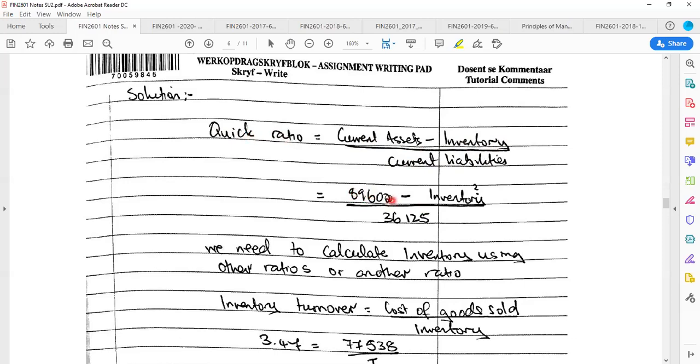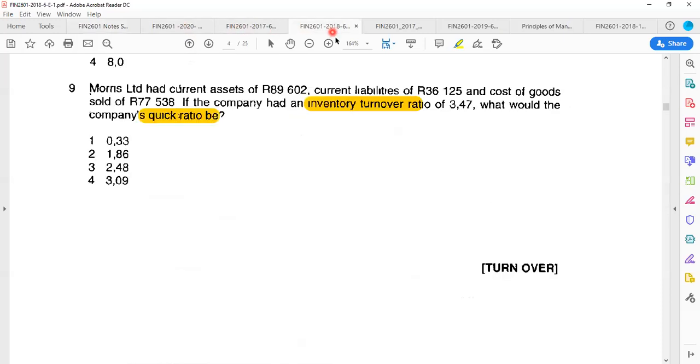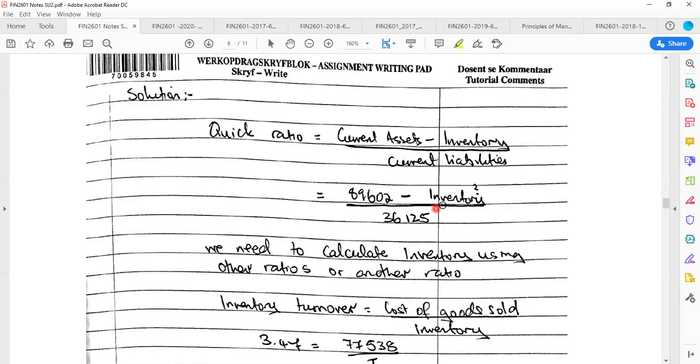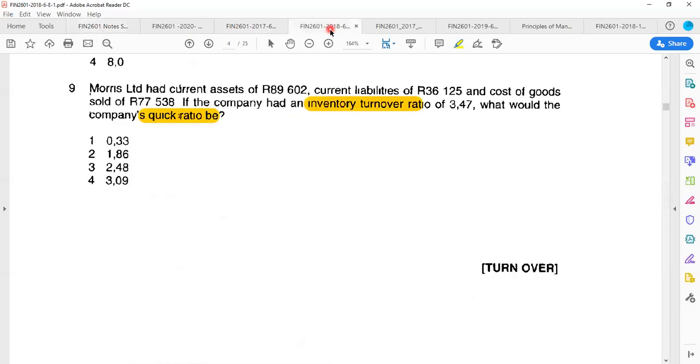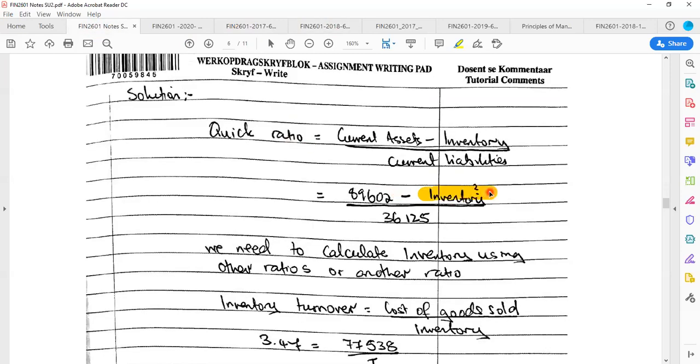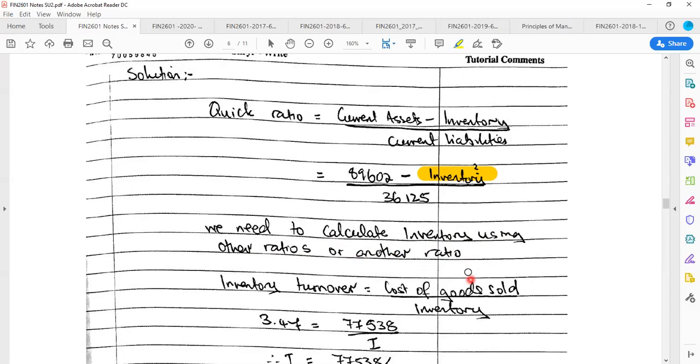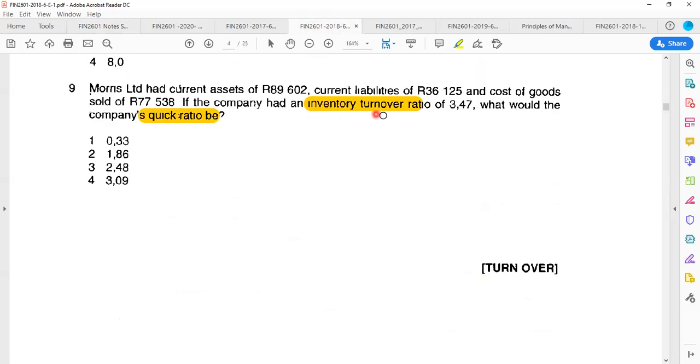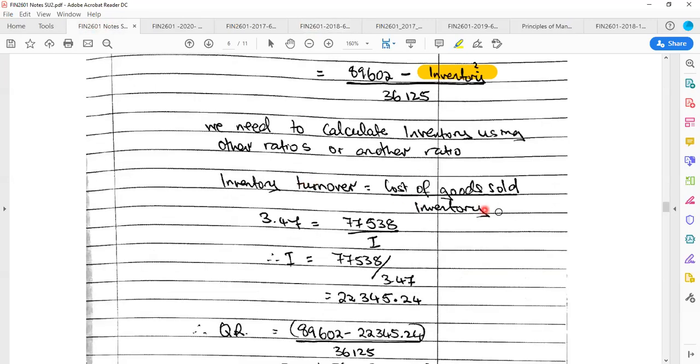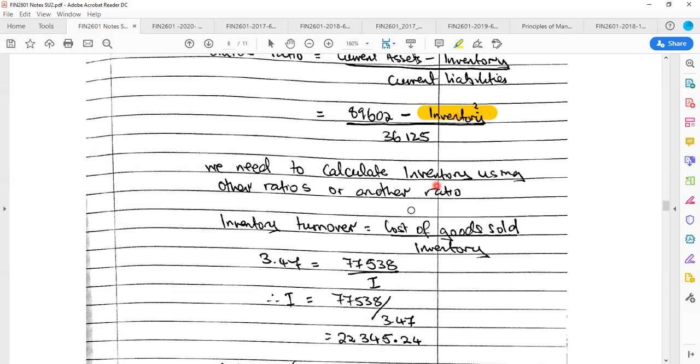So we substitute everything. We have our current assets, right? Our current assets have been given. It's 89,602. We have our current liabilities. Our current liabilities are 36,125, but we have a problem. We don't have our inventory, right? There's no inventory here. So we need to use another ratio to help us get inventory. So the other ratio we've been given here is the inventory turnover. So we'll use the inventory turnover to get inventory, then we'll substitute it there.